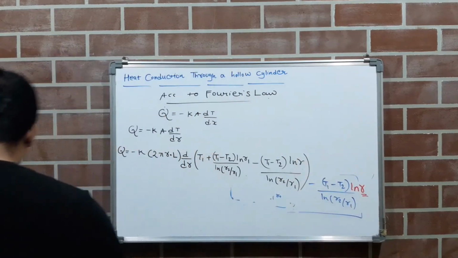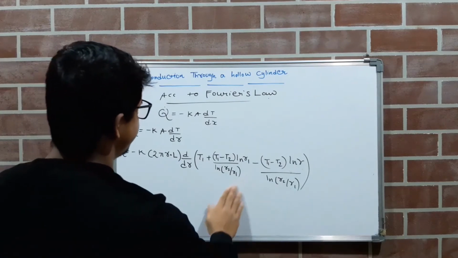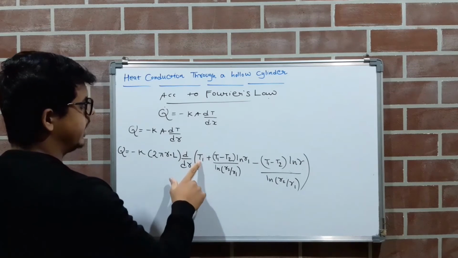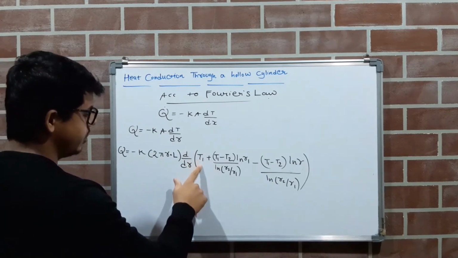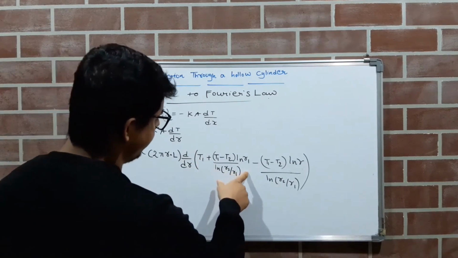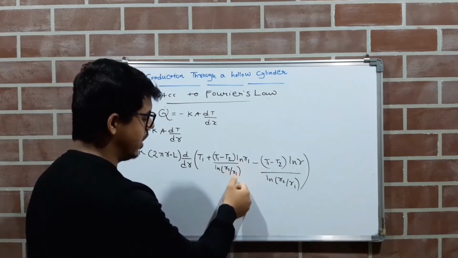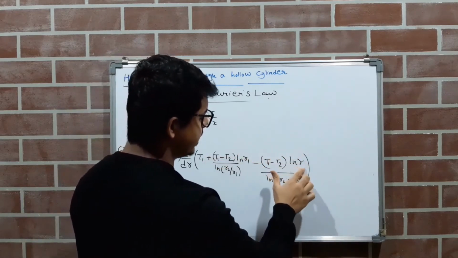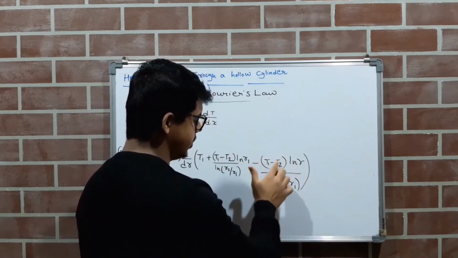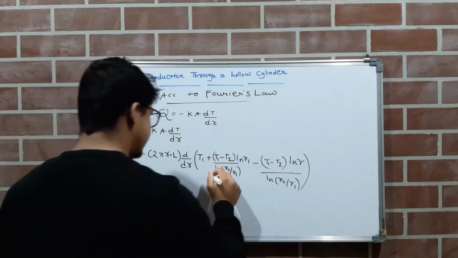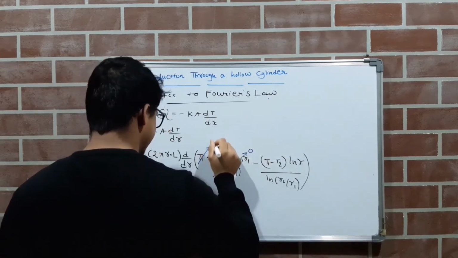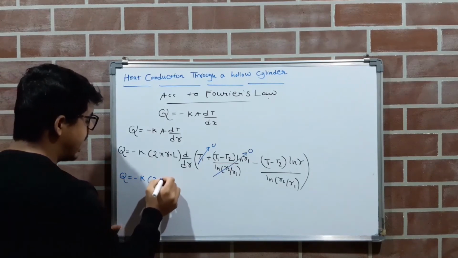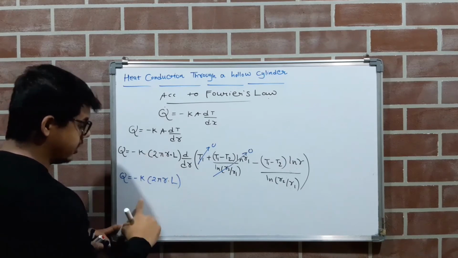So now we have to differentiate this function. As the variable is r and T1 is constant, its derivative will be 0. This term will also be 0, because if you put the values of r1, r2, T1, T2, this term will be constant. So the one variable here is r only. This part is also constant, so this will be 0. So we will get Q is equal to minus K into 2 pi r into L, not r1 or r2. What is r?